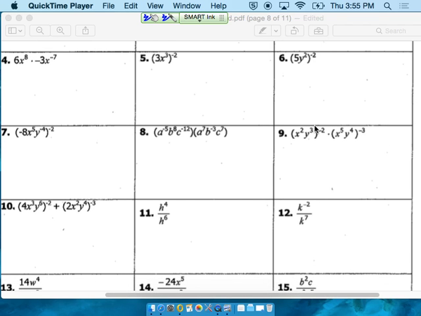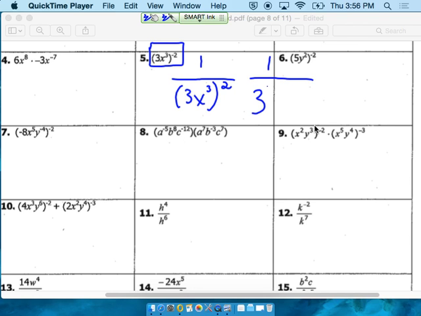Okay, let's look at number 5 together. So in number 5, the entire expression in parentheses is raised to a negative power. So one thing I could do is just rewrite this, and instead of raising it to the power of negative 2, by making it a fraction and putting this expression in the denominator, it allows me to turn the negative 2 into a positive 2. And now I apply the properties previously learned. So this would be 1 over 3 squared x to the 6th, or 1 over 9x to the power of 6. Let me do a few others with you.